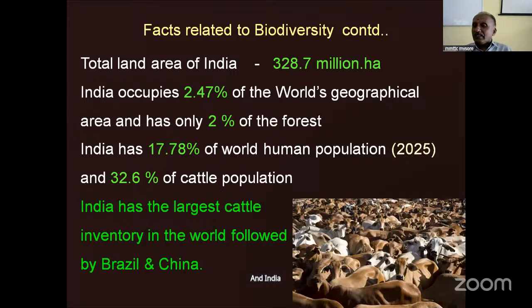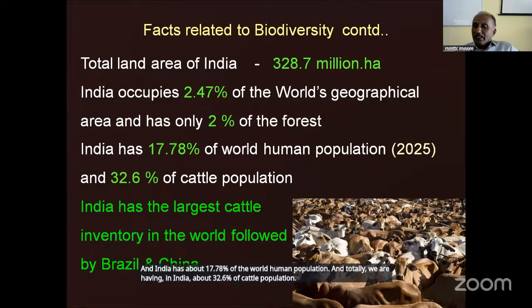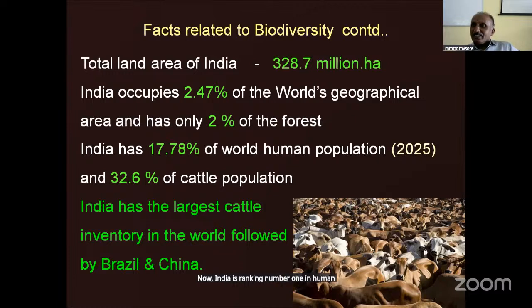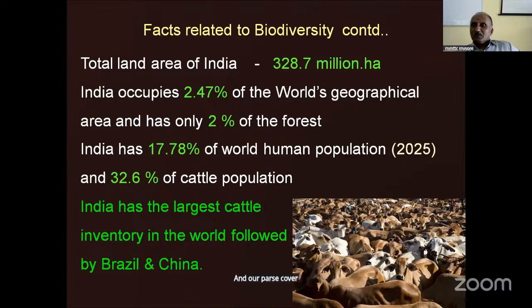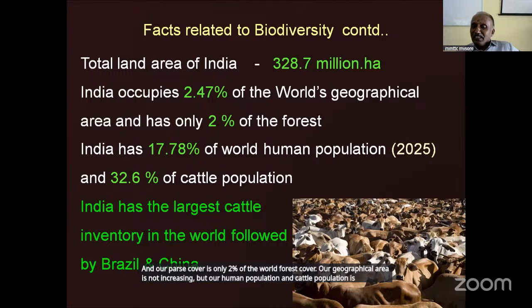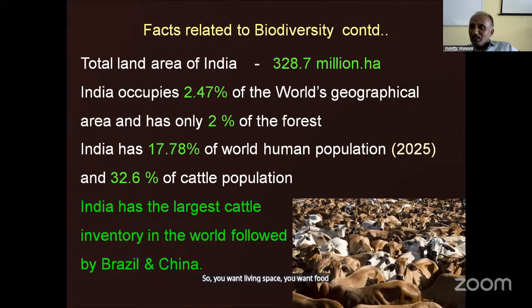And India has about 17.78% of the world human population, and totally we are having in India about 32.6% of cattle population. Now, India is ranking number 1 in human population. India is ranking number 1 in cattle population, and our geographical area is just 328.7 million hectares, and our forest cover is only 2% of the world forest cover. Our geographical area is not increasing, but our human population and cattle population is increasing. Now you just look at how much of pressure is being exerted on our natural resources. So you want living space, you want food energy, you want sheltering place. So just imagine. So that is how a lot of pressure has been put on our natural resources.